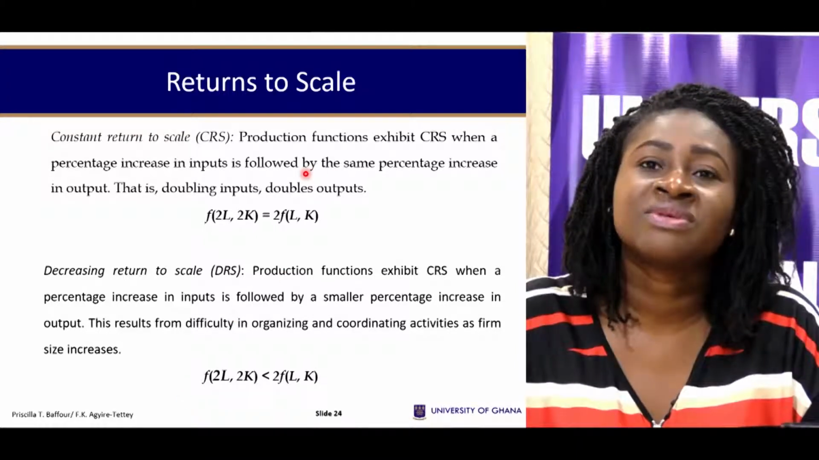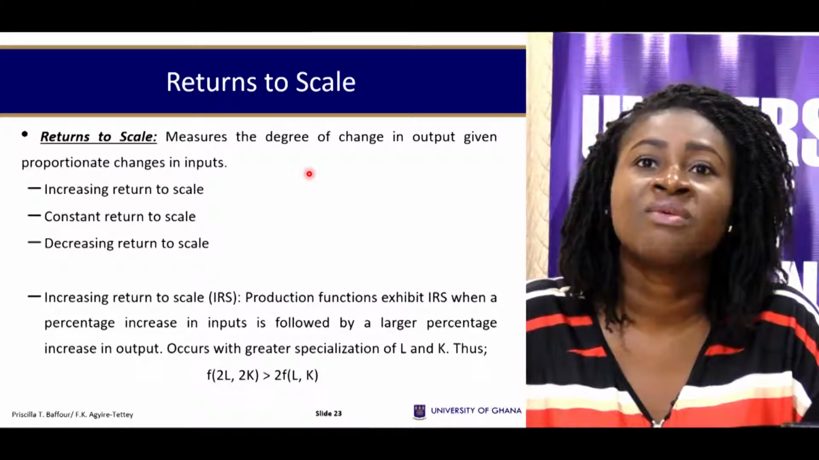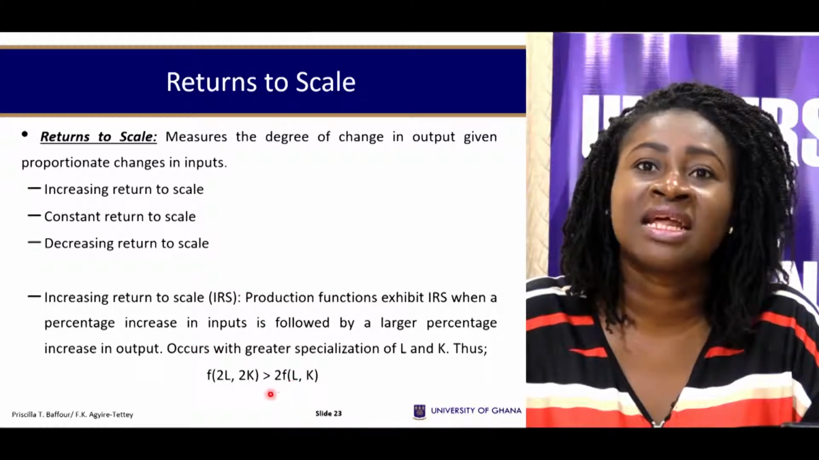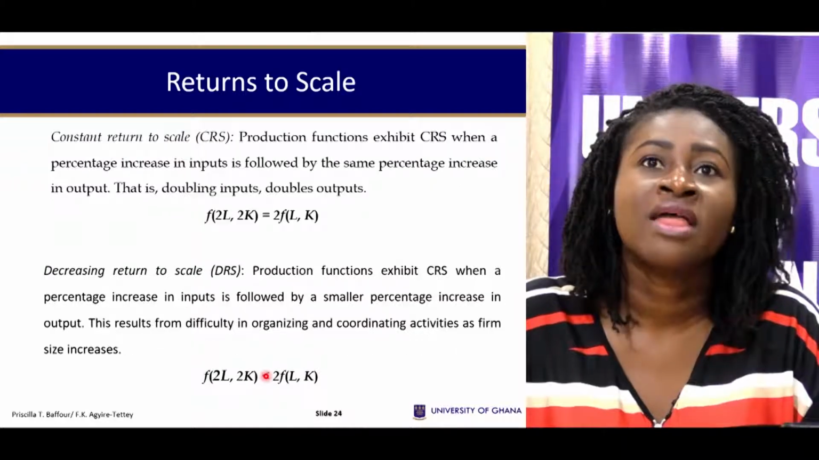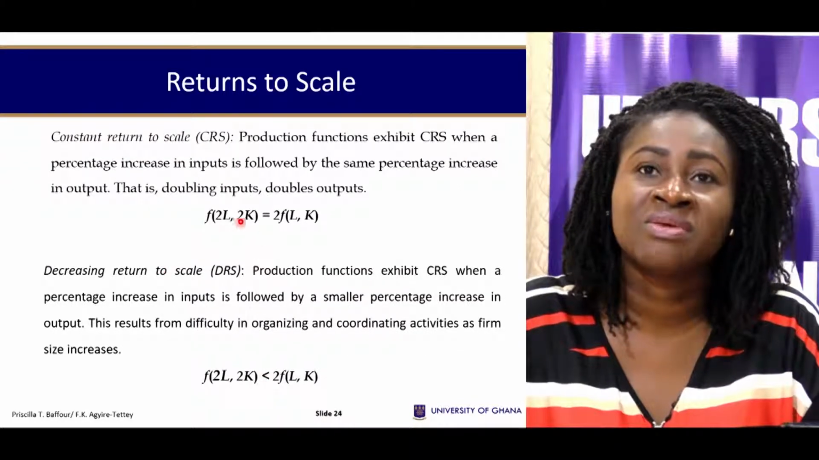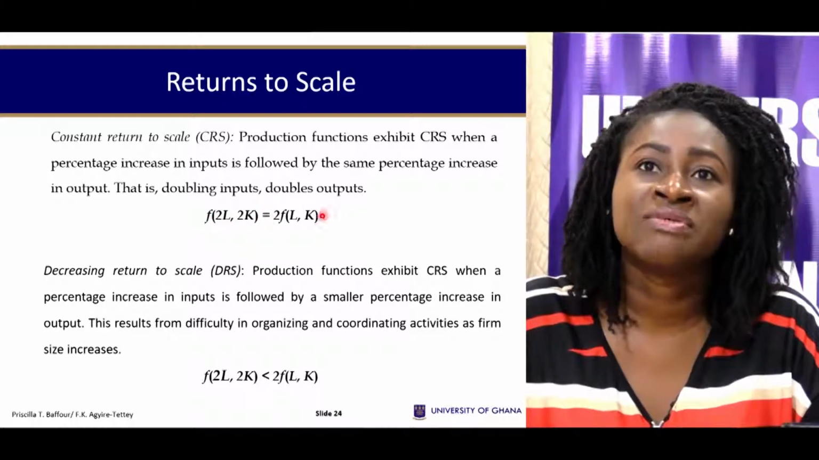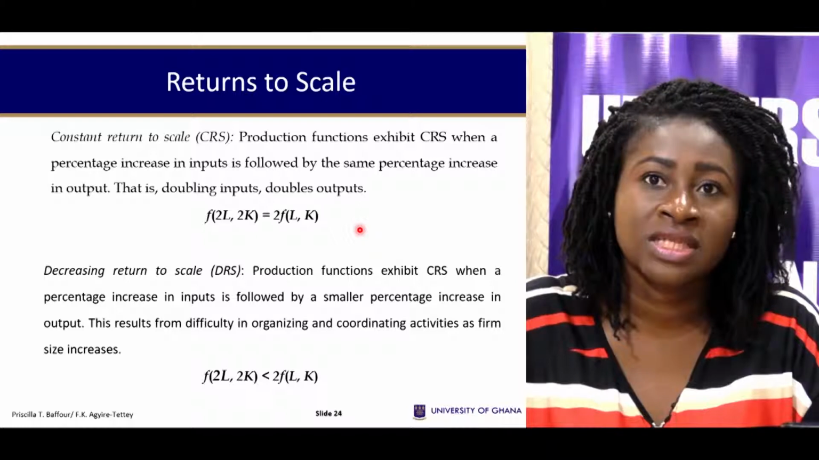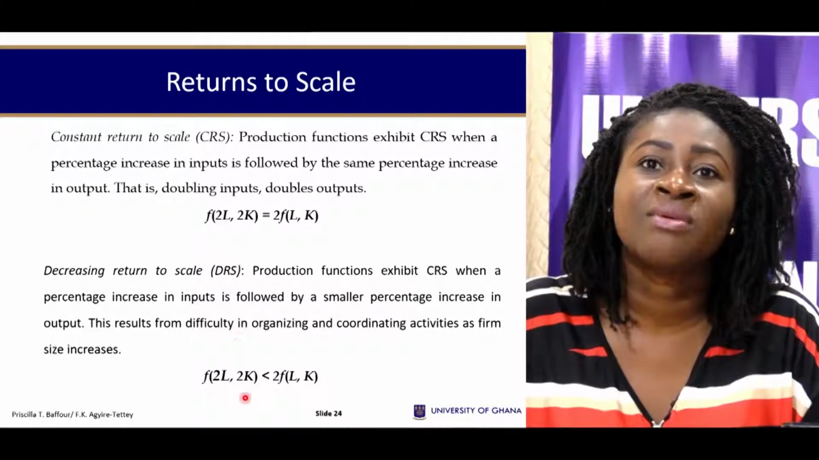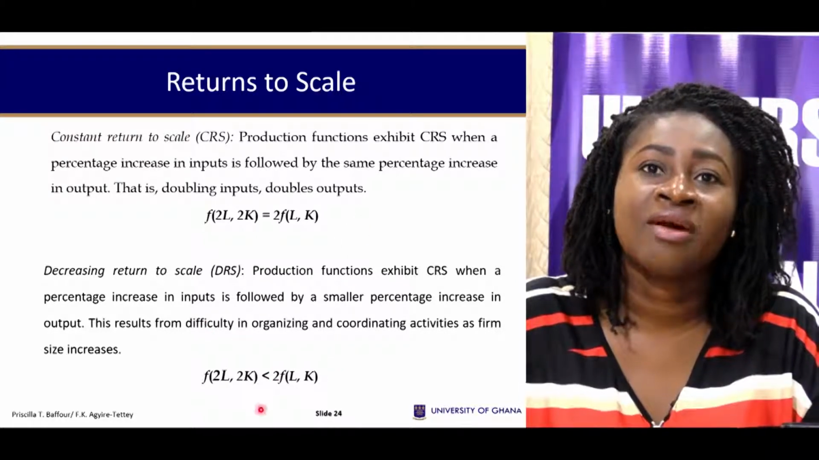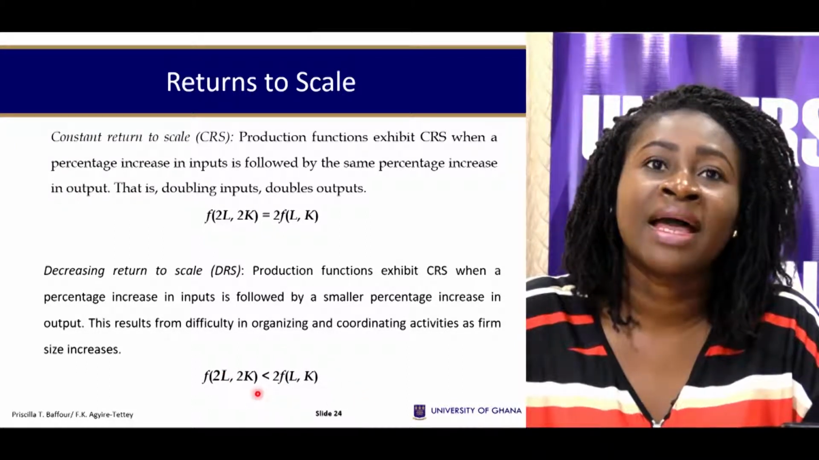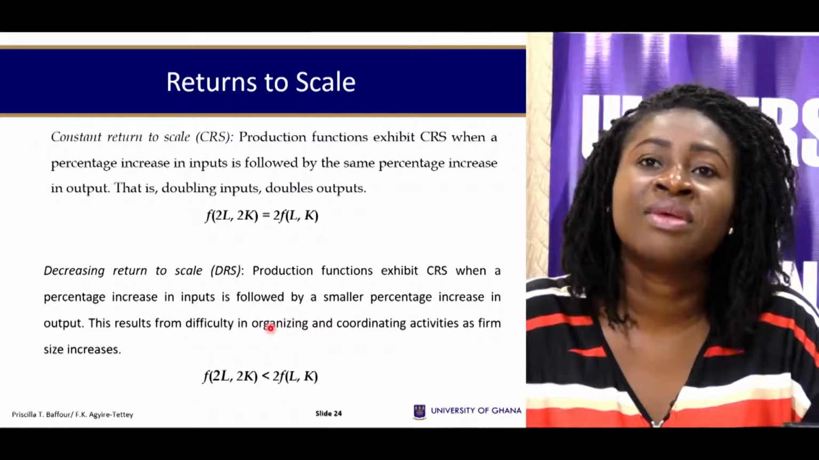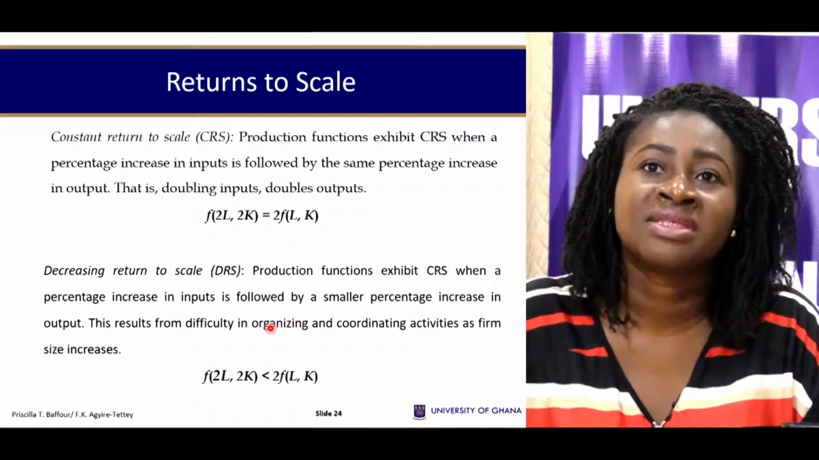From this we can tell that a production function that exhibits increasing returns to scale is of this form. Then we have constant returns to scale, where when you increase K and L by a factor of 2, output increases by 2, right? So that is constant. Then we have a scenario where when you increase K and L by a factor of 2, output increases by what? Less than 2. So it means that we have decreasing returns to scale.